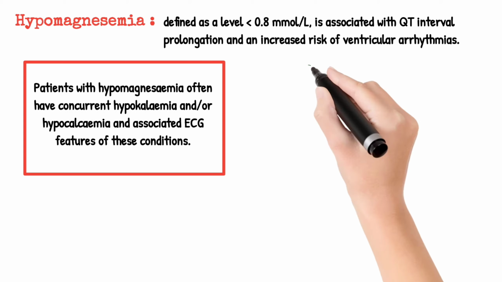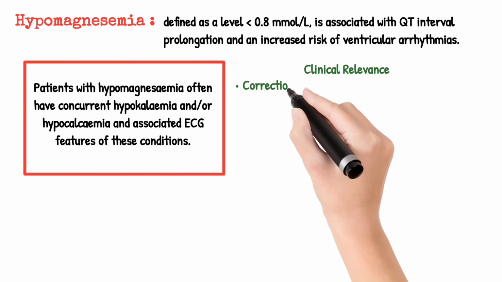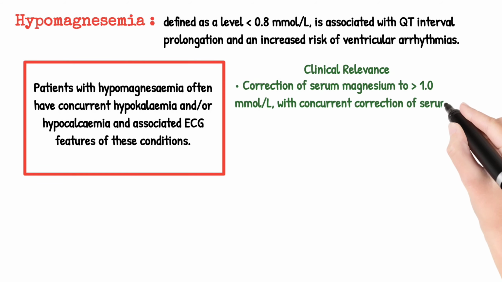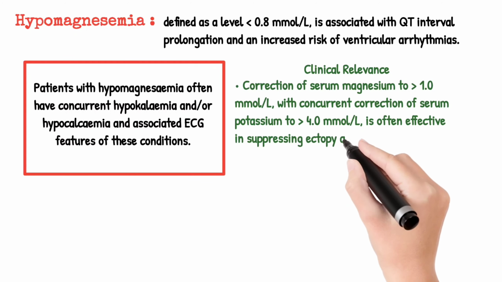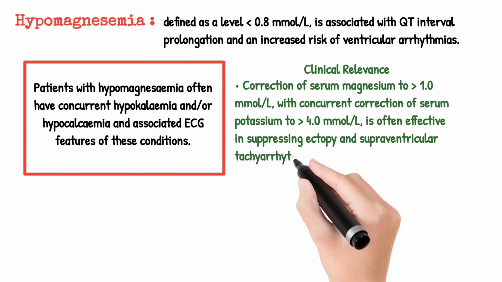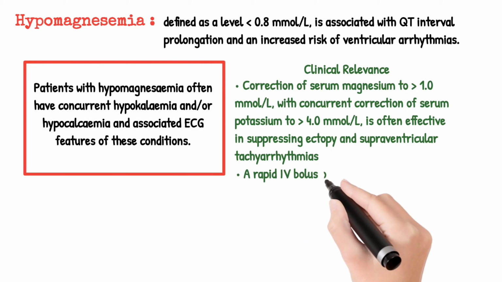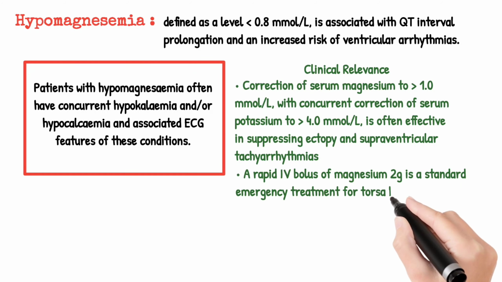Now, in clinical relevance, correction of serum magnesium to more than 1 millimoles per liter with concurrent correction of serum potassium to more than 4 millimoles per liter is often effective in suppressing ectopy and supraventricular tachyarrhythmias. A rapid IV bolus of magnesium 2 gram is a standard emergency treatment for torsades de pointes.